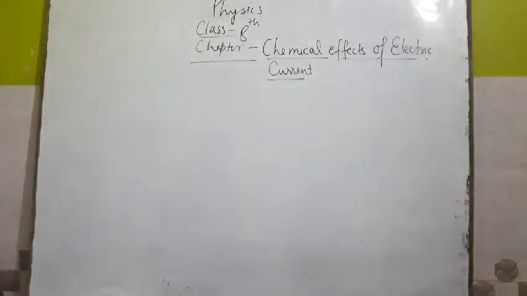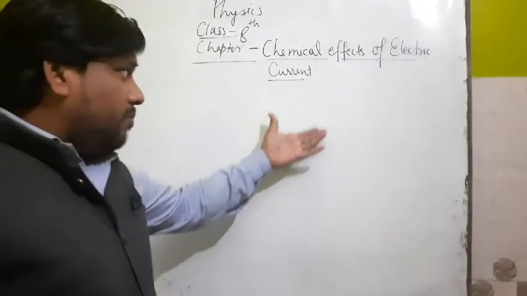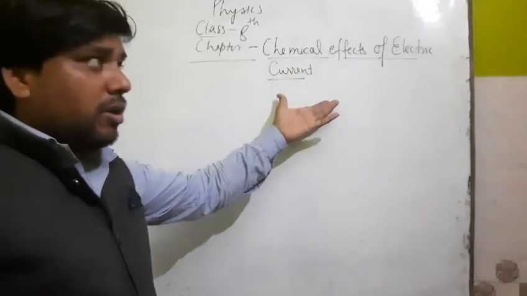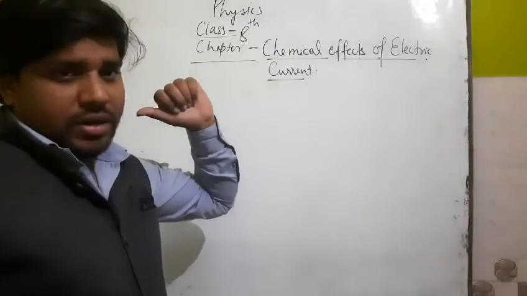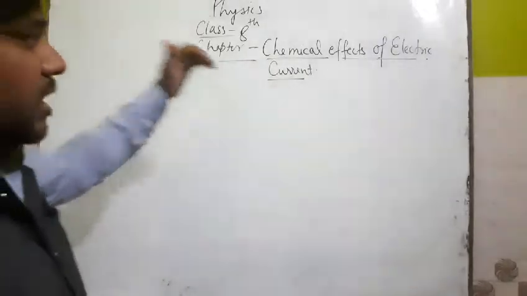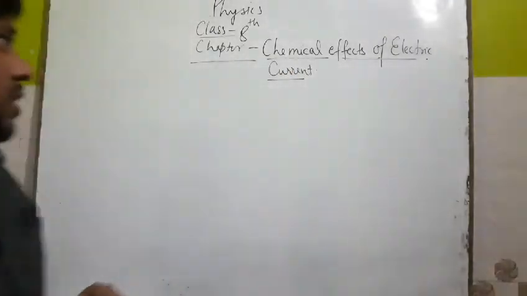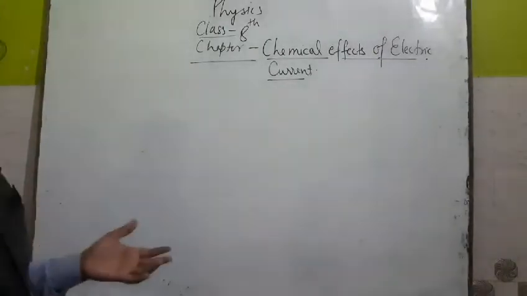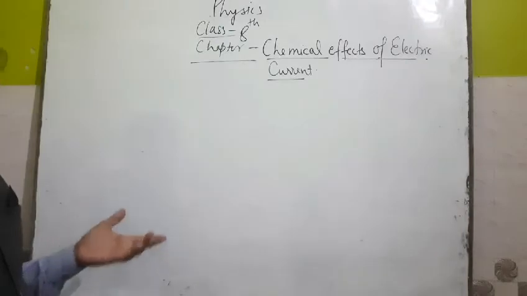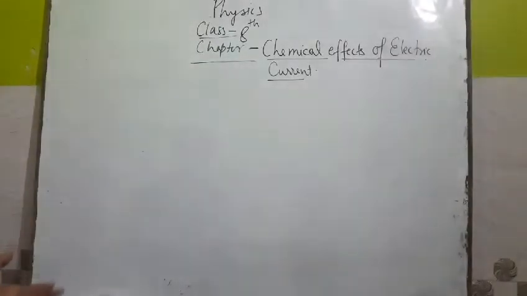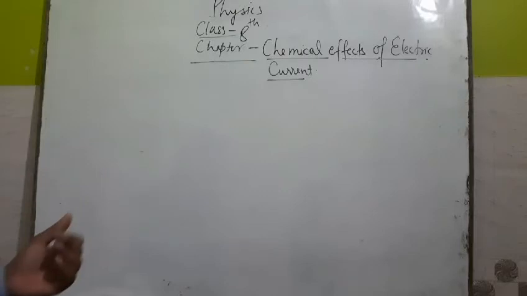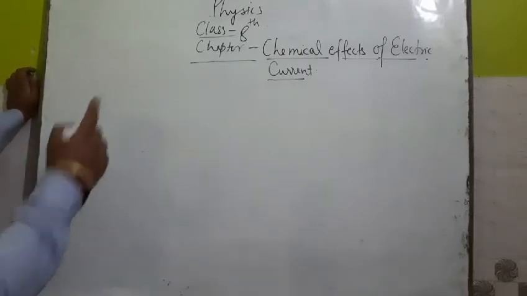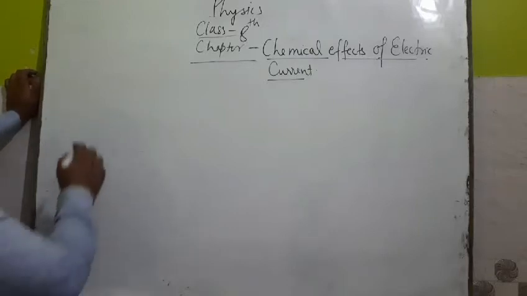So in this chapter we will study about electric current but due to chemical effect, means we will study the chemical effects of electric current. Understood? So for this, we know that when the electric charge flows, then electric current flows. Then first we will discuss from where the charges come. So first, a commonly used term to describe chemical effect of electric current is electrolyte.